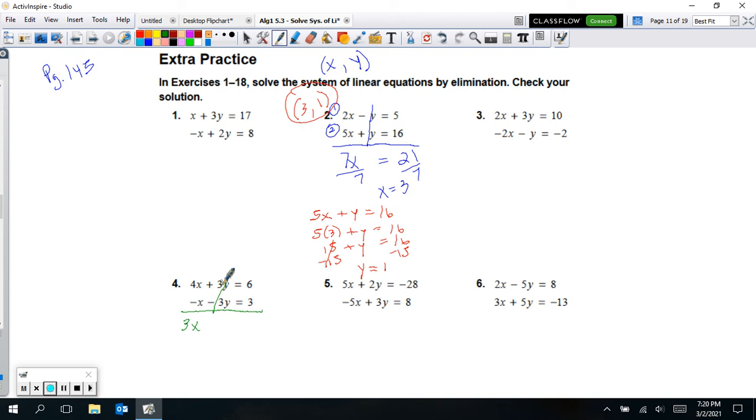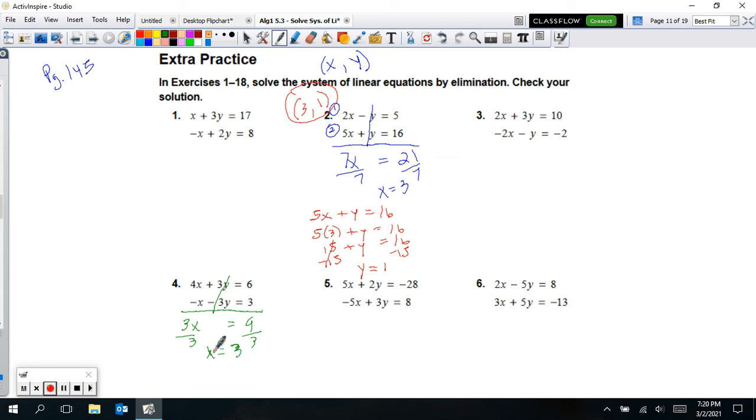You even in the video used the phrase additive inverse. These are the additive inverses of each other. They're opposites of each other. And then 6 and 3 make 9 here. Divide by 3. And so that quickly gives us 3 for x again. So x is equal to 3.